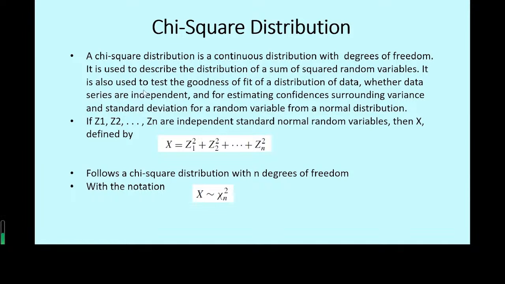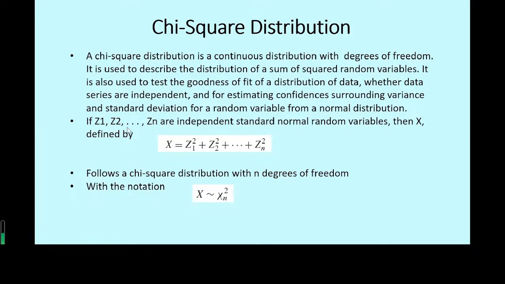The chi-square distribution's random variable is called a second moment random variable. It is also used to test the goodness of fit of a distribution of data, in linear regression, and whether data series are independent. This is called the independence test. It is also used for estimating confidence intervals surrounding variance and standard deviation for a random variable from a normal distribution.